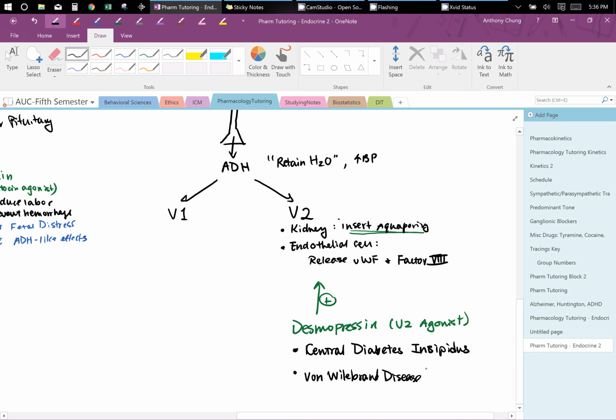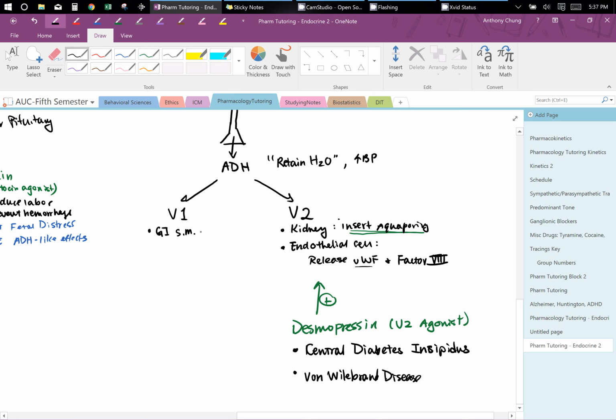Von Willebrand disease is when you have a defect of von Willebrand factor, and that can also lead to factor 8 being deficient. So if you give them desmopressin and more is released from the endothelial cells, then that could help with von Willebrand's disease. And let's say if you have, actually I'll go over that later. So let's talk about V1 now. The other receptor is in the GI tract, in the smooth muscle.